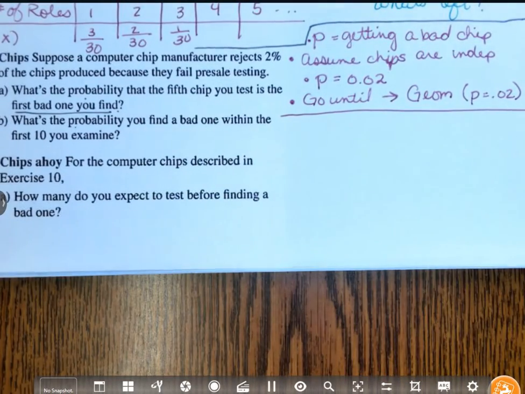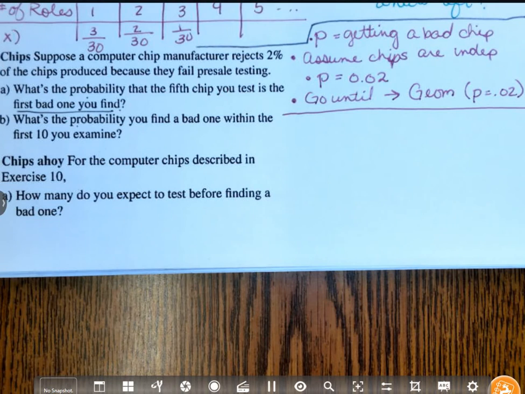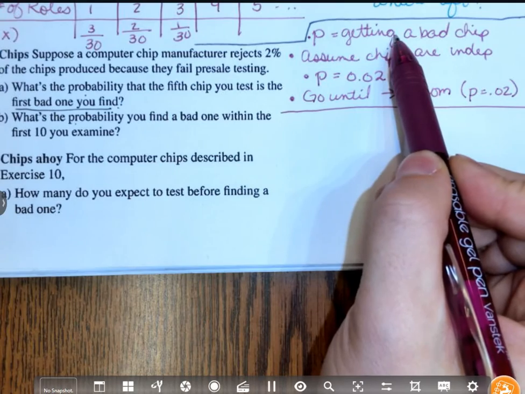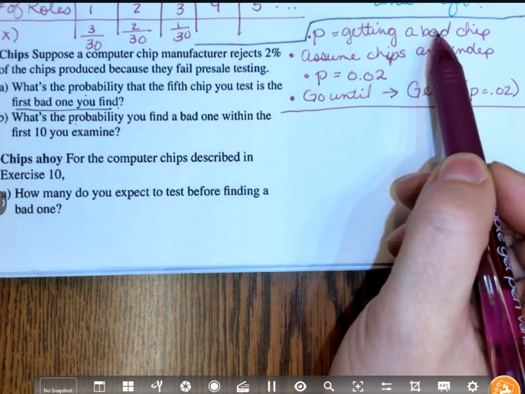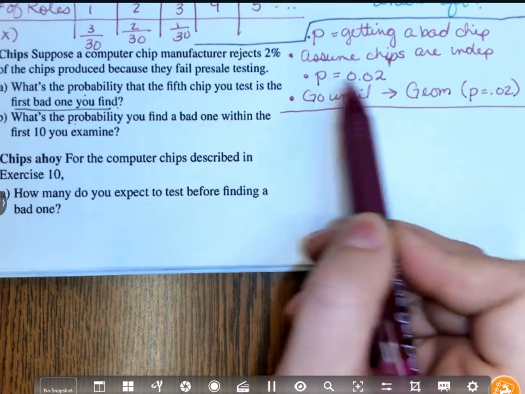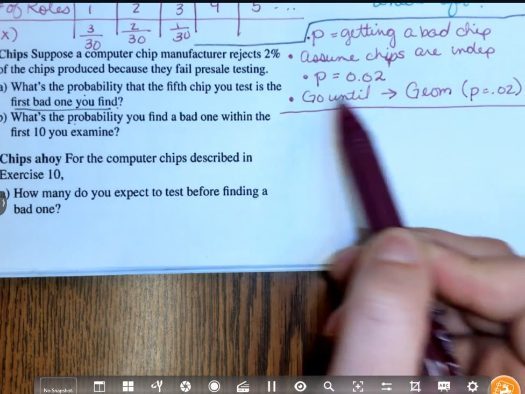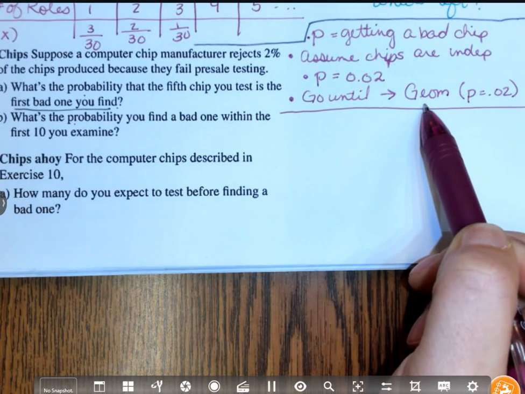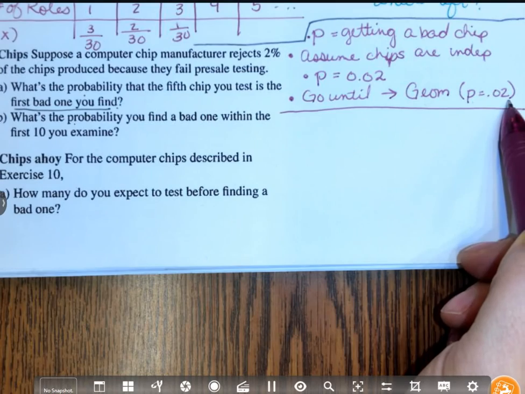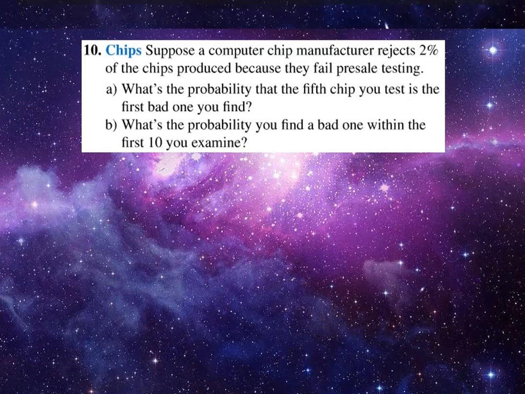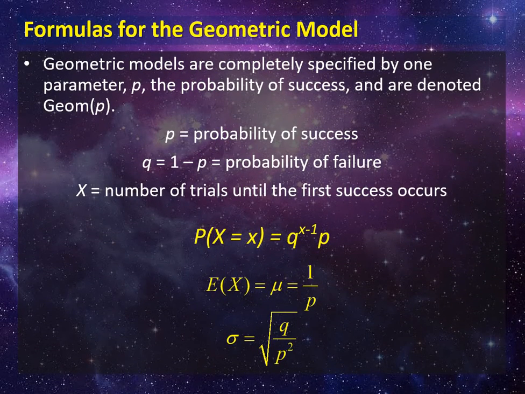That is required to be shown. If you do not show that, what do you think is going to happen? You're going to lose points. Show me what we're talking about. Why can I do it as binary? Because you either get a bad chip or you don't. Talk about independence. Give me your probability. And when it is a go-until problem, that means we can use the geometric distribution where your probability of success is 0.02. That tells me I can use the formulas that I just had. Because I've done that, I can now do this stuff.